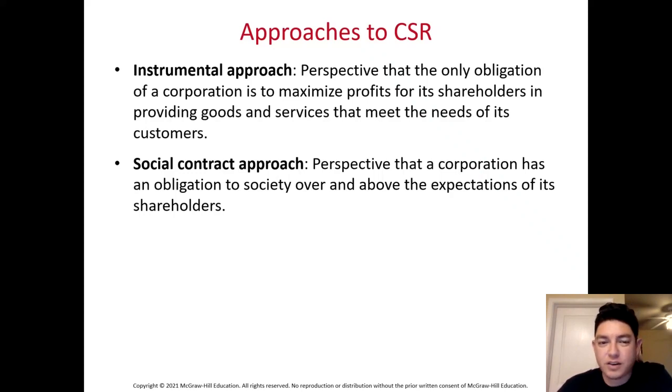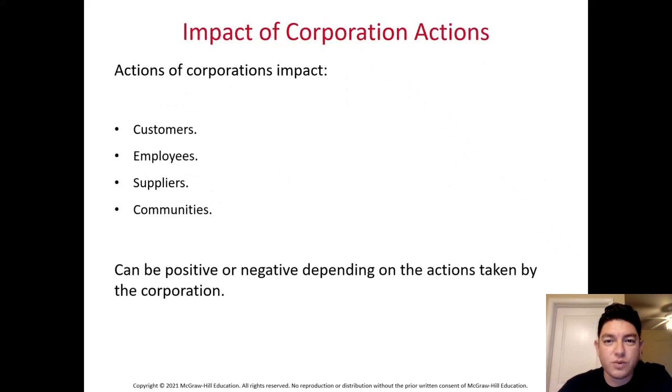The second approach to CSR is a social contract approach. The perspective that a corporation has an obligation to society over and above the expectations of its shareholders. So what is the impact of corporate actions? It impacts customers, employees, suppliers, and communities. It can be positive or negative depending on the actions taken by the corporation. So again, is it just purely about maximizing profits, or is it also about providing a benefit to society?